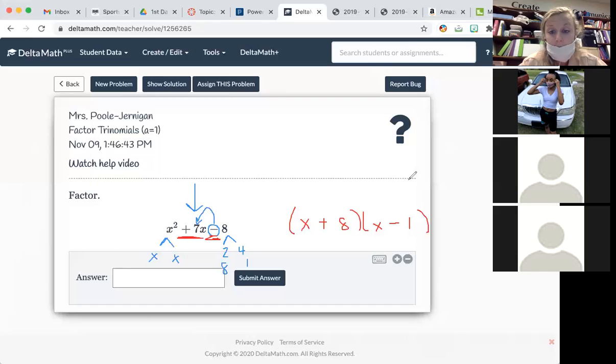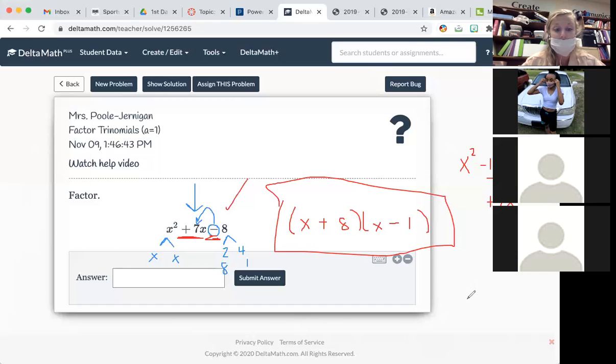And now if I multiplied it, remember you can always check these with a box or foil. If you multiply this back out, x times x is x squared. X times negative 1 is negative 1x. 8 times x is positive 8x. And then 8 times negative 1 is negative 8. So then if you simplify, you do get plus 7x in the middle. Does everybody see that? Which is what we started with. So this is your answer. But if it was me tomorrow, I'd be checking every single one of these with a box or foil to make sure it works out. Okay? All right.